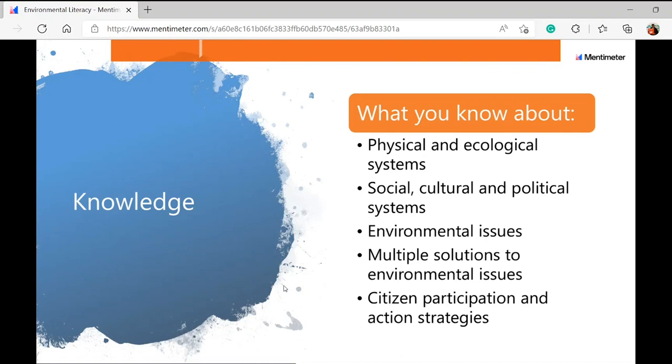Then talking about and having knowledge about issues of environment, knowing about the problems that we are facing or we have created, and then multiple solutions to environmental issues. So it is also just not having the knowledge about the problem, but it's also having knowledge about different solutions we can have, whether we are applying them or not, but knowing what, how we can solve the problem is also part of the knowledge building.